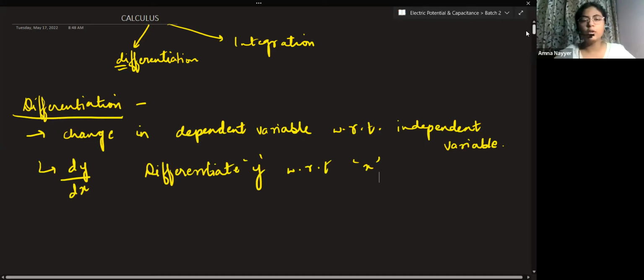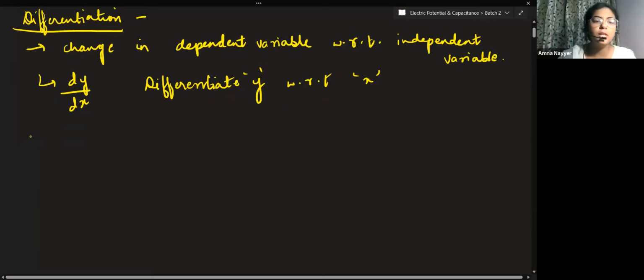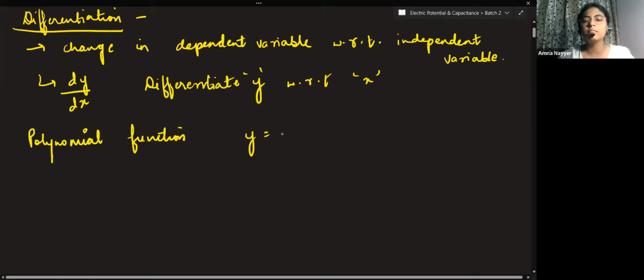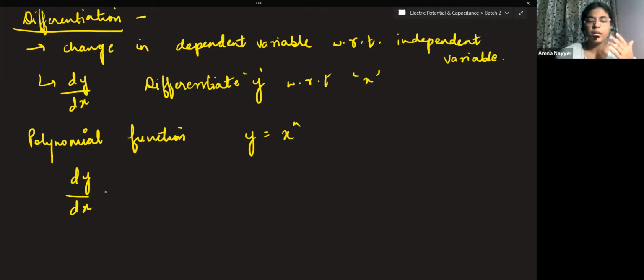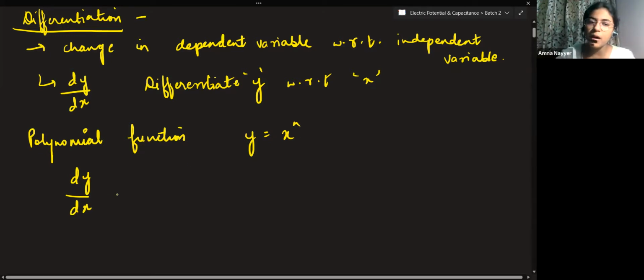Now, the general case of differentiation, when you have a polynomial function. Let's say y is equal to x to the power n. Now I want to differentiate this y. On differentiation, we write it in this manner, dy over dx. According to the question, the value of y is x to the power n. So this becomes d over dx of x to the power n.